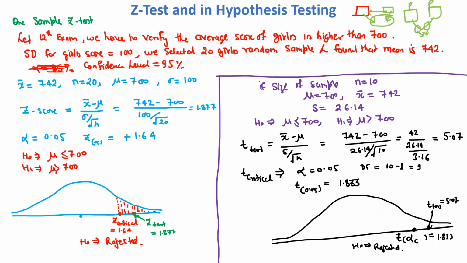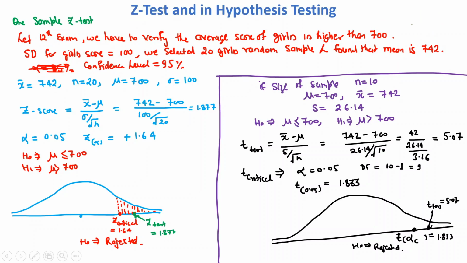And what is the difference between the one sample z-test and one sample t-test? The difference is this: we use the t-test when the sample size is less than 30 and the standard deviation is not given, and we use the z-test when the sample size is greater than or equal to 30 and the standard deviation of the population is given. So let's start with one example here.